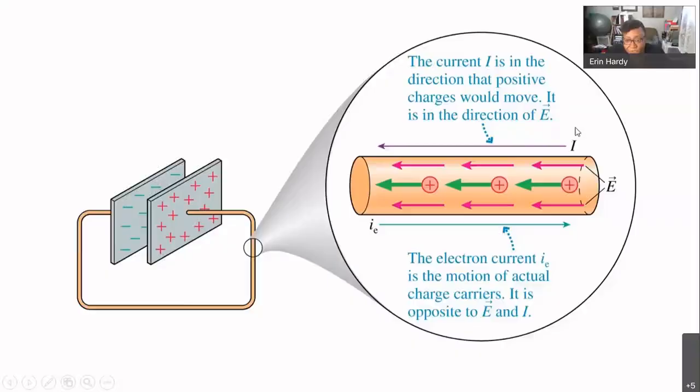So here, if I just refer to current without any sort of qualifier, take that to mean conventional current. The rate is going to be exactly the same, but conventional current is going to drift from right to left. The electron current would drift from left to right.